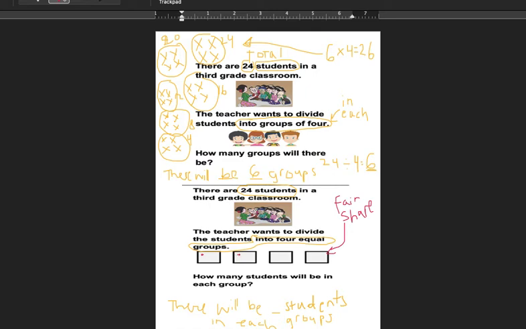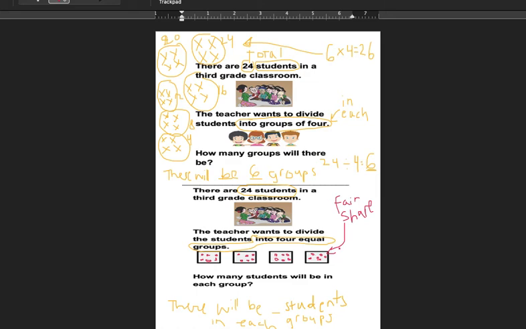So 1, 2, 3, 4, 5, 6, 7, 8, 9, 10, 11, 12, 13, 14, 15, 16, 17, 18, 19, 20, 21, 22, 23, and 24.